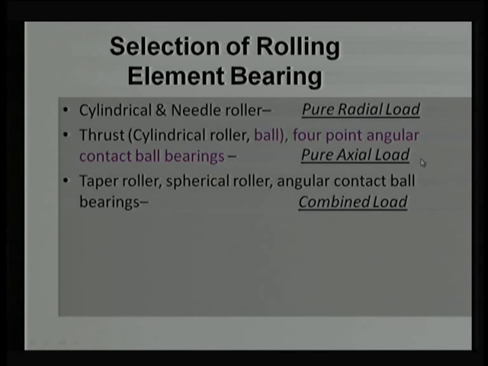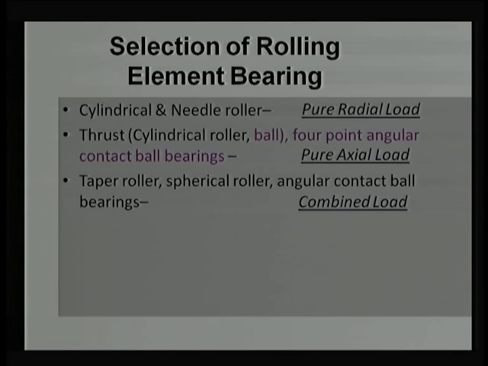Coming to the pure axial load, we will be thinking of either a ball bearing or a roller bearing, but of thrust type: a thrust cylindrical roller bearing or a thrust ball bearing. There is another configuration of ball bearing, which we call a 4-point angular contact ball bearing. Why are we using the word 4? Because in the case of a ball bearing, we have 2 points of contact. But if you want to increase the load carrying capacity in the axial direction, then we need to increase the contact points, and the optimum number of contact points in that situation is 4. That is why we say 4-point angular contact ball bearing.